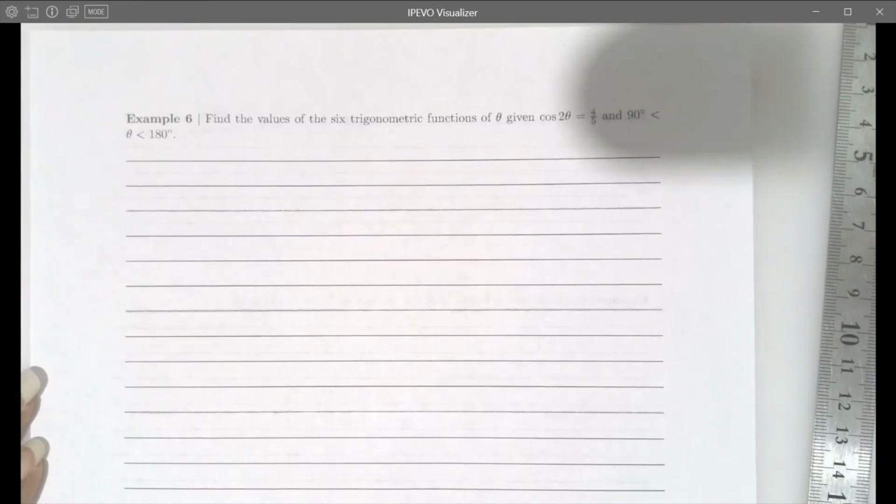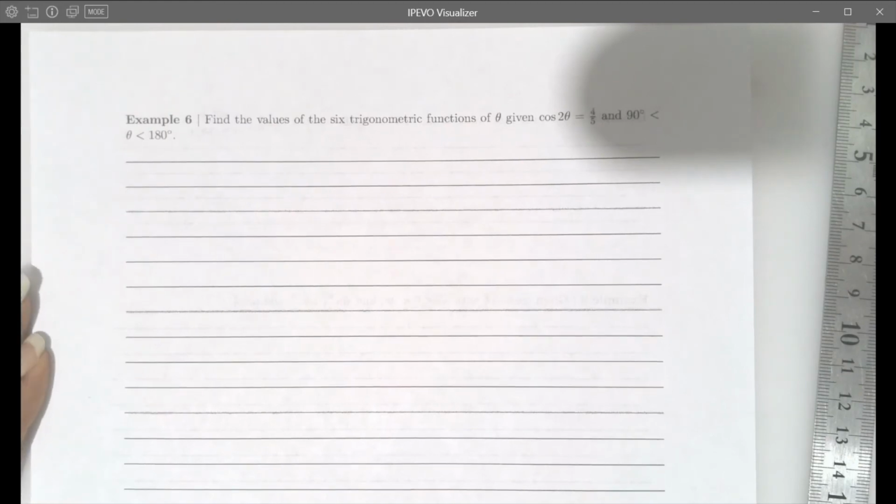We're going to consider one last example, example number 6. This one asks us to find the values of the 6 trigonometric functions of theta, given that cosine of 2 theta is 4 over 5, and theta is between 90 degrees and 180 degrees. Okay, so in this case, we're kind of working opposite to the direction that we were in example number 5, meaning we already have what cosine of 2 theta is. We want to now use that information to help us find just sine of theta, cosine of theta, and tangent of theta, and the reciprocals of those three functions.